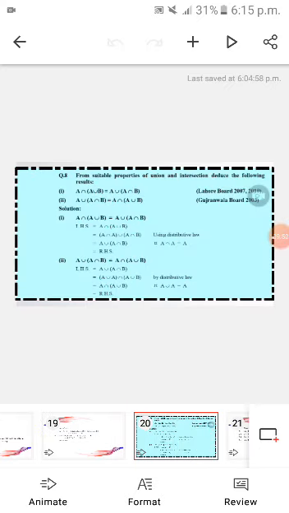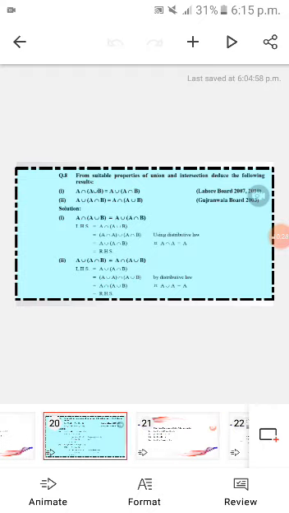Now question number 8. From suitable properties of union and intersection, deduce the following results. Part number 1 is A intersection (A union B) equals A union (A intersection B). Firstly, we take the left-hand side, in which case (A intersection A) union (A intersection B). A intersection A result is A and A intersection B result is A intersection B, which is our right-hand side. It means that the left-hand side and right-hand side are equal. Similarly, solve part number 2.